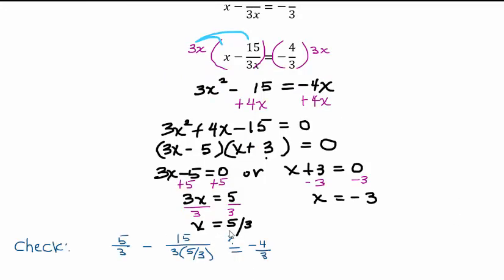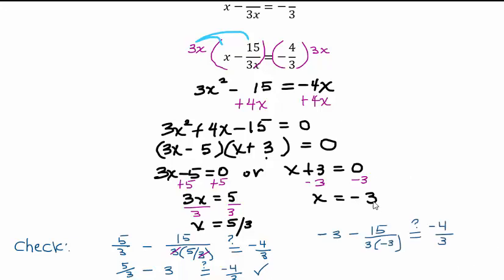So first, substituting 5/3 for x in the initial equation, we're going to see if 5/3 minus 15 divided by 3 times 5/3 is equal to negative 4/3. So that's really 5/3 minus 15 over 5, or 3. And since 3 is 9/3, you could rewrite it getting a common denominator. 5 minus 9 is negative 4 over 3. So both sides are, in fact, equal to negative 4/3.